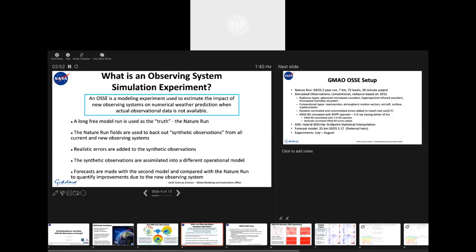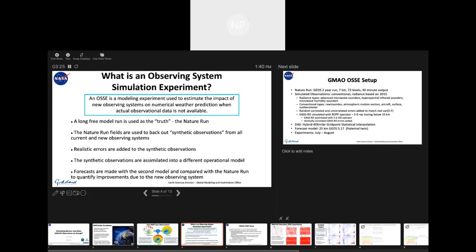So first we replace the real atmosphere with what we call a nature run. This is a long free model run, and it's used as the truth. It's considered the real world for the purposes of the OSSE. And then we simulate observations. We don't just simulate the new observations that we're interested in. We also have to simulate all of the other observations that are used by numerical weather prediction on a daily basis. Okay, so we have to simulate the aircraft, the radiosondes, the satellites, everything.